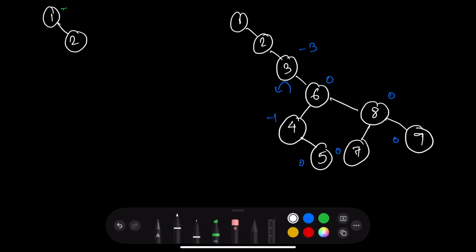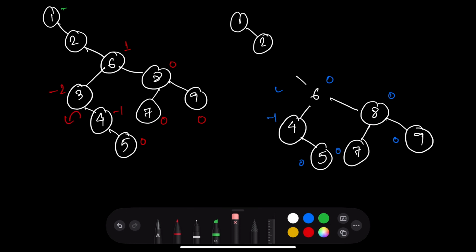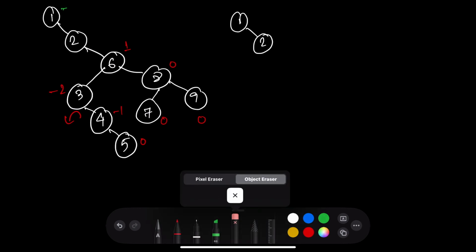As it is going to be a -3 here, it would be like 6, then 3, and then 4, and then 5, and then 8, then 7, and then 9. Now the problem will come here: 0 -1 -2 0 0 0, and it is 1. So here -2, that means left rotation. So left rotation would be having like this.